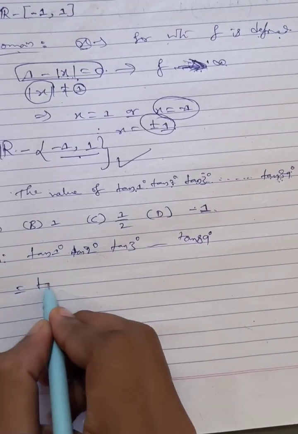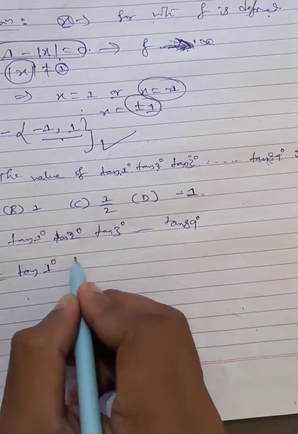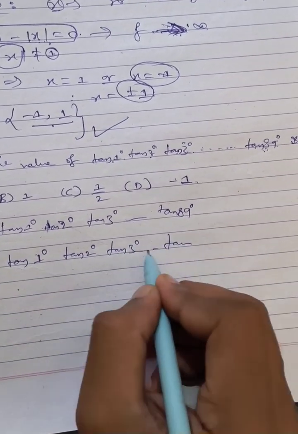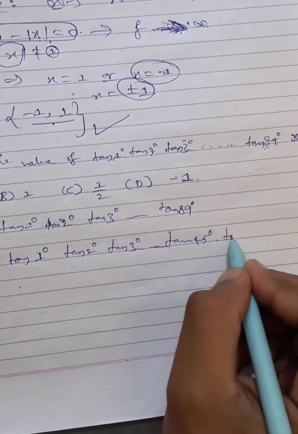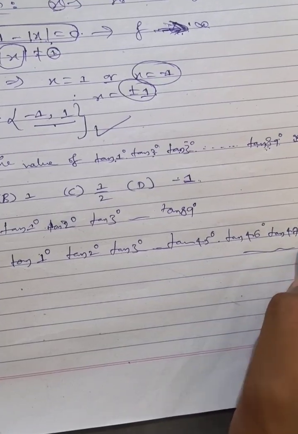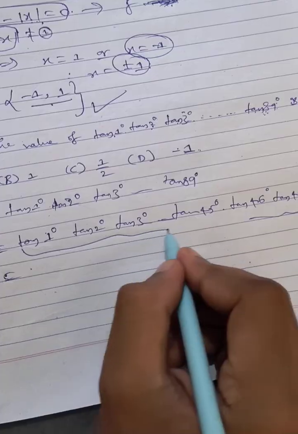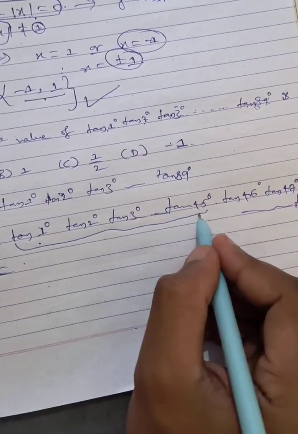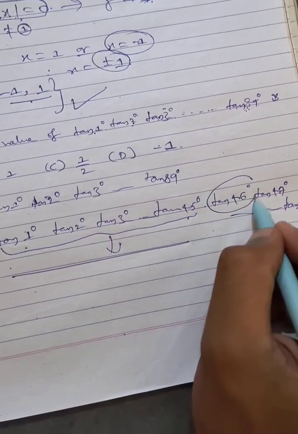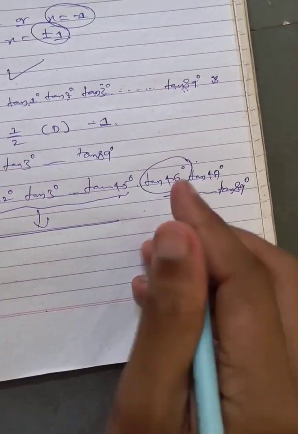So up to 45 I'll write it as it is: tan 2 degree, tan 3 degree up to so on tan 45 degree. Next tan 46 degree, tan 47 degree, up to so on tan 89 degree. I'll write the same terms up to here. Now we have tan of 46 degree, correct?